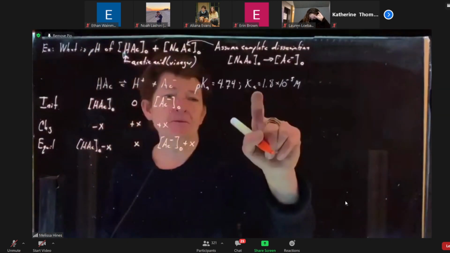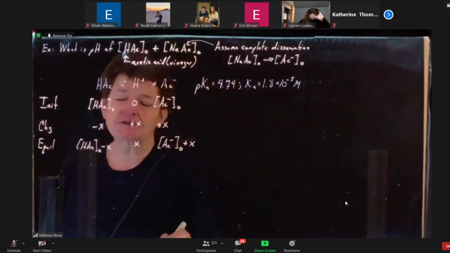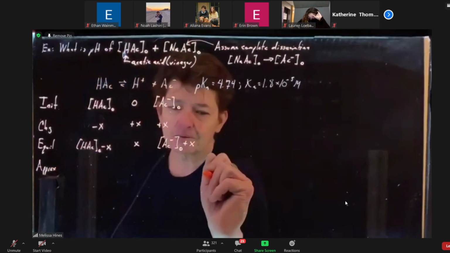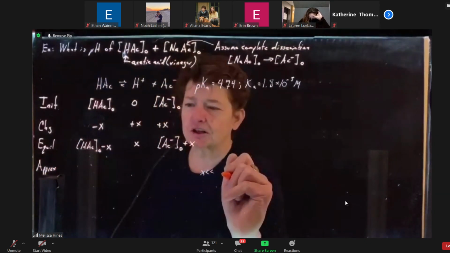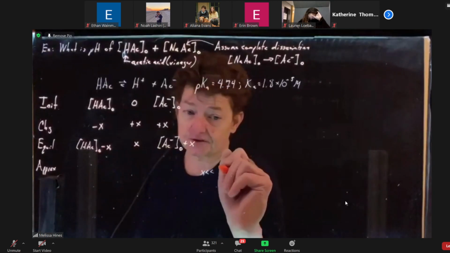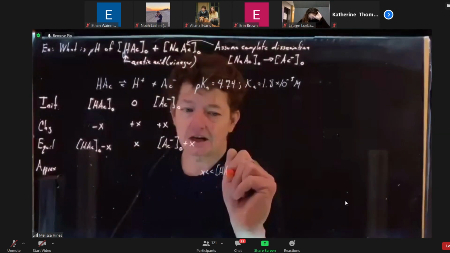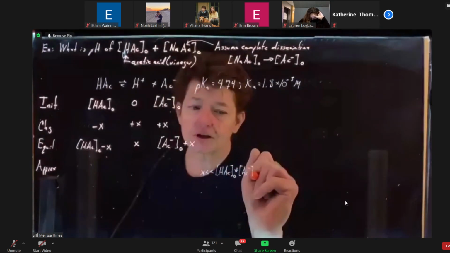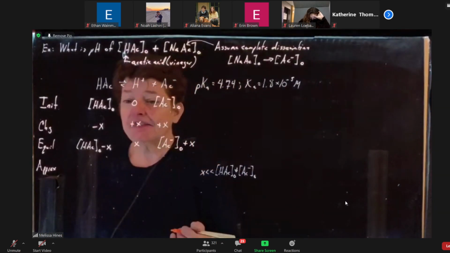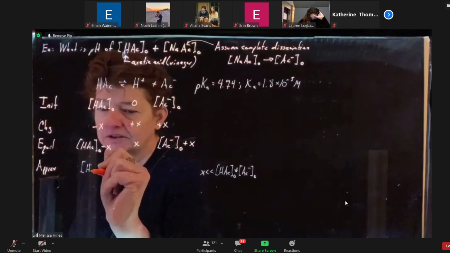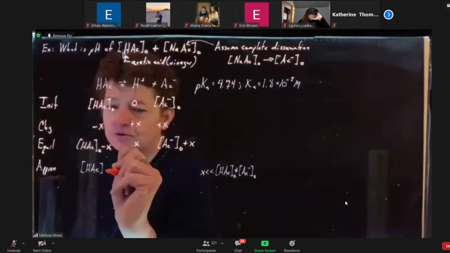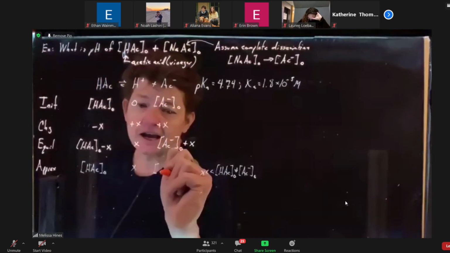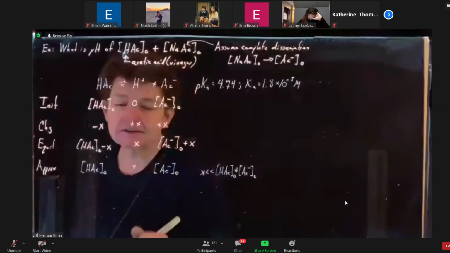Now, can we make an approximation? That's a pretty small equilibrium constant, so I would say yes. So we're going to make an approximation, and our approximation is going to be that X is much, much less than either one of these. So I'll say it's much, much less than the initial concentration of acetic acid and much, much less than the concentration of our acetate ion. And in that case, we're going to be able to say this is going to be approximately the concentration of acetic acid, then we'll have X, then we'll have the concentration of acetate, like that.